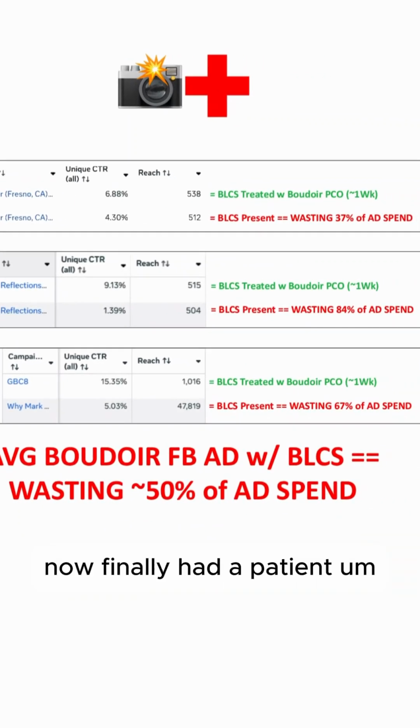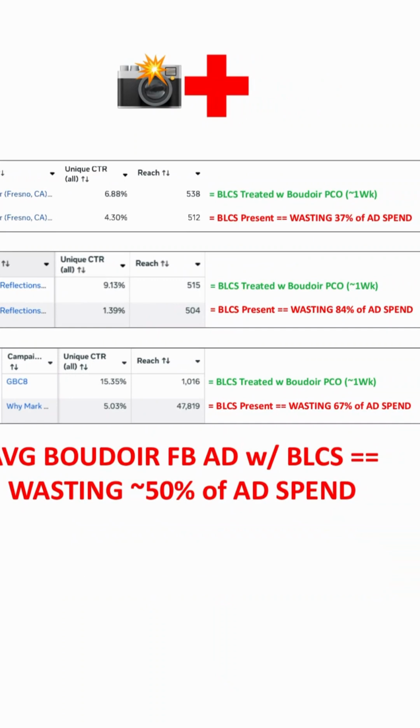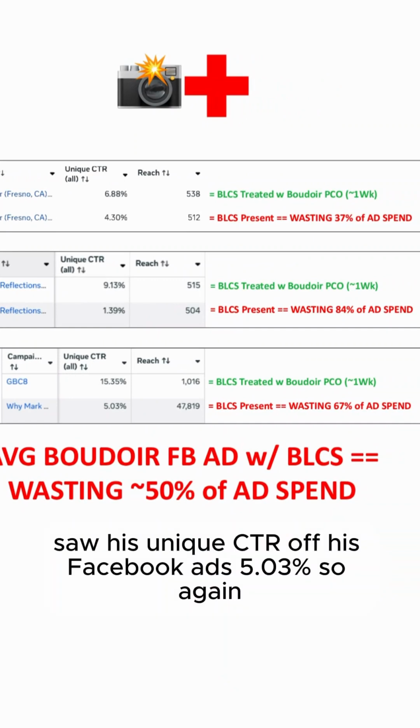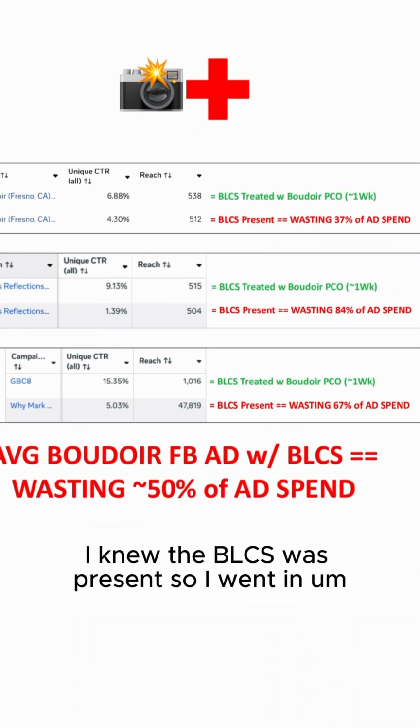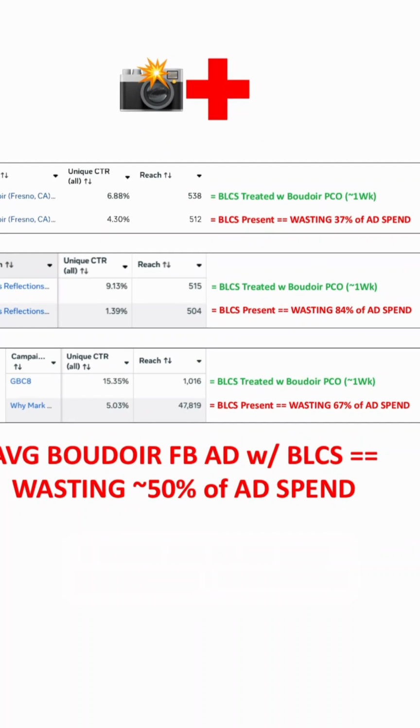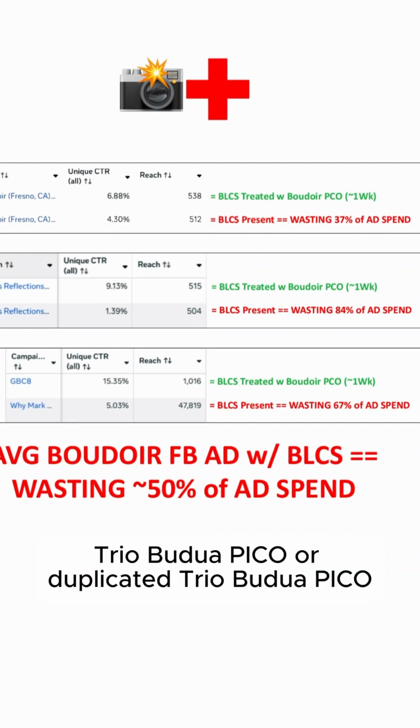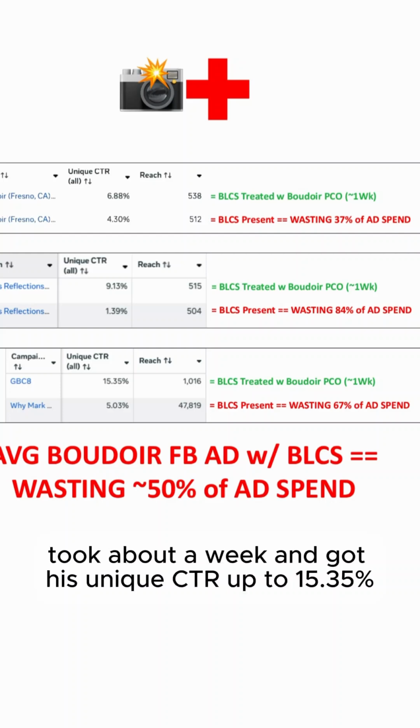Now, I finally had a patient who saw his unique CTR of his Facebook ad is 5.03%. So again, I knew the BLCS was present. So I went in, duplicated Trio Boudoir Pico, took about a week, and got his unique CTR up to 15.35%.